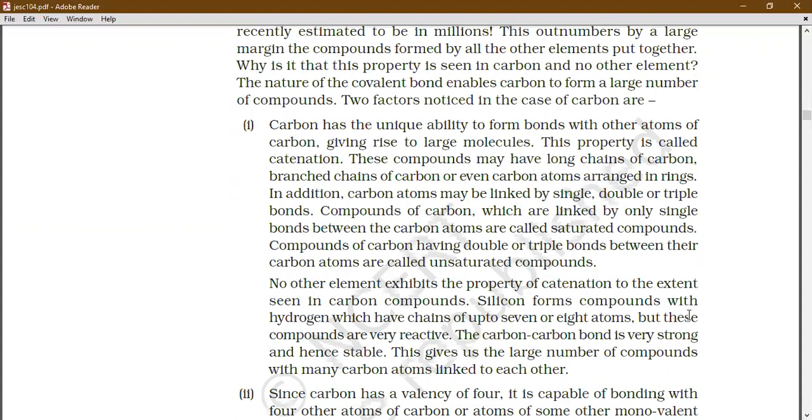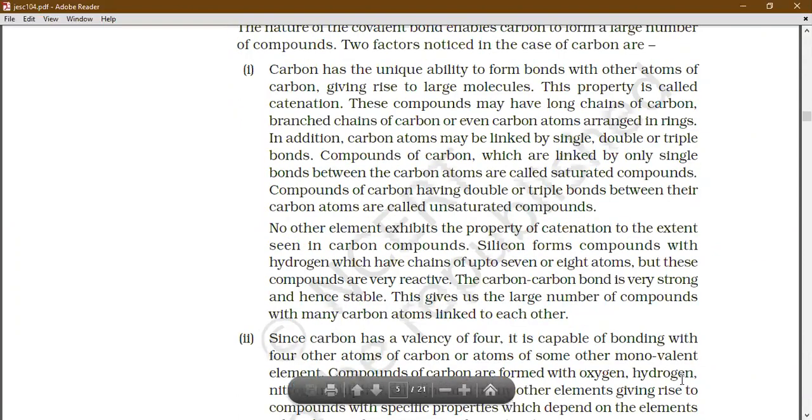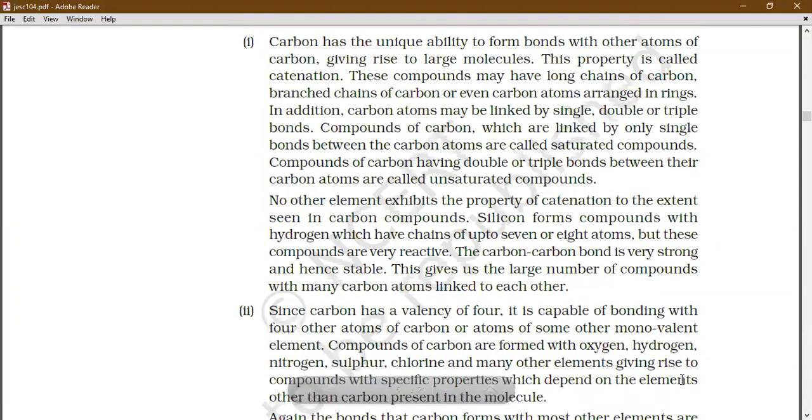Compounds of carbon which are linked by only single bonds between the carbon atoms are called saturated compounds. Compounds of carbon having double or triple bonds between their carbon atoms are called unsaturated compounds. No other element exhibits the property of catenation to the extent seen in carbon compounds. Silicon forms compounds with hydrogen which have chains of up to 7 or 8 atoms. But these compounds are very reactive.